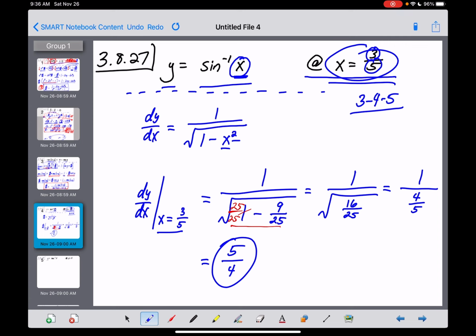I wondered if trying to look at this one graphically would actually help us at all, and I think it probably would not. So I think we're going to quit right there and call it good enough. So our answer for number 27 is 5/4.